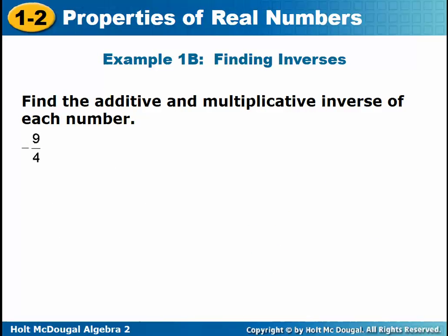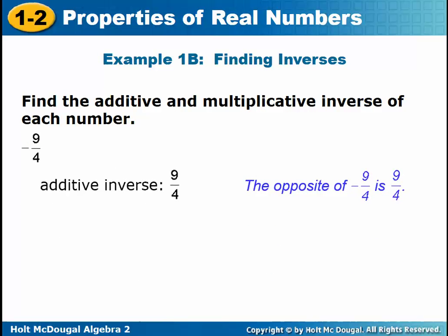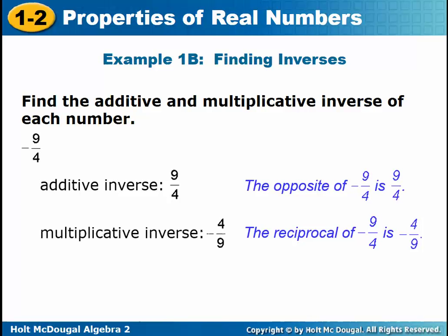Okay, negative 9/4. What is the additive inverse of that? It would be positive 9/4. And you can check it by adding them together and you would get 0. The multiplicative inverse is still negative. So if you start with a negative number, the multiplicative inverse is still going to be negative, and you would get negative 4/9.